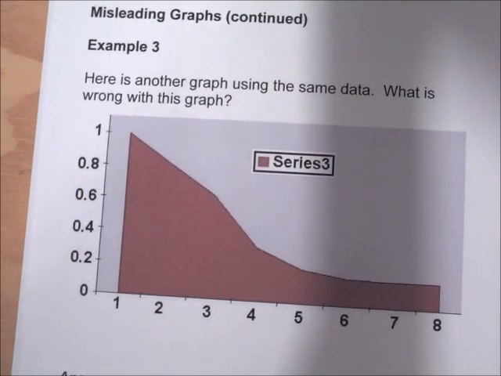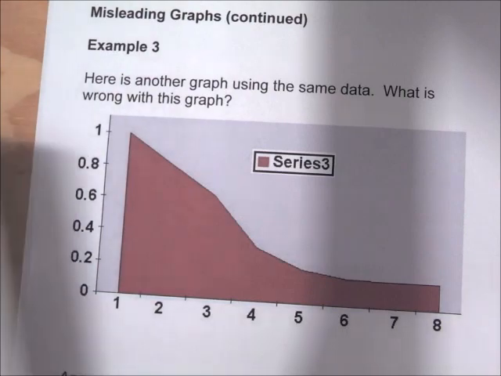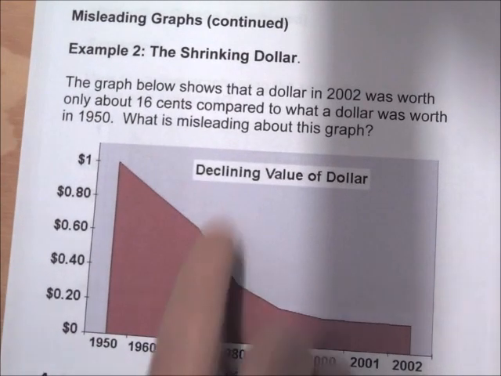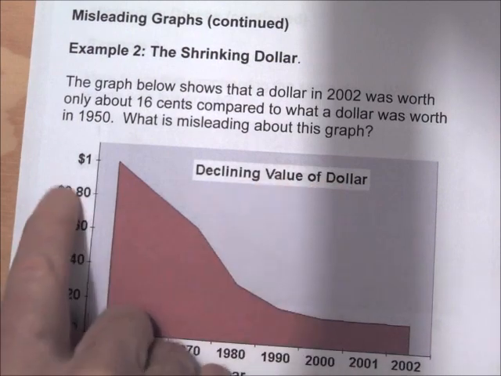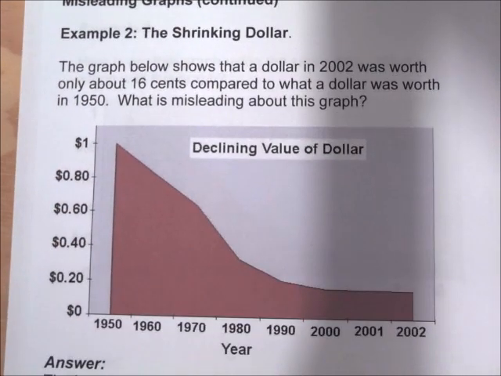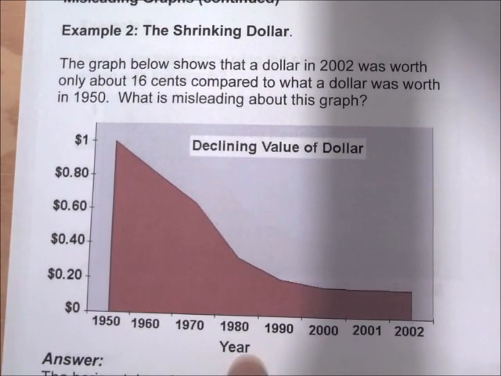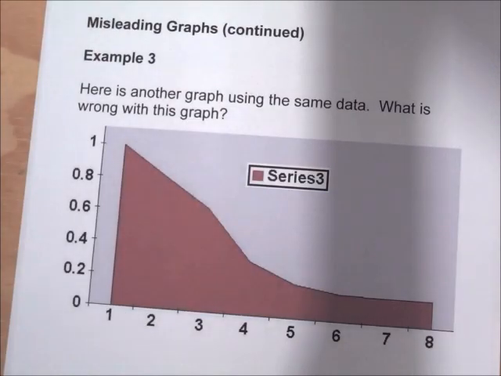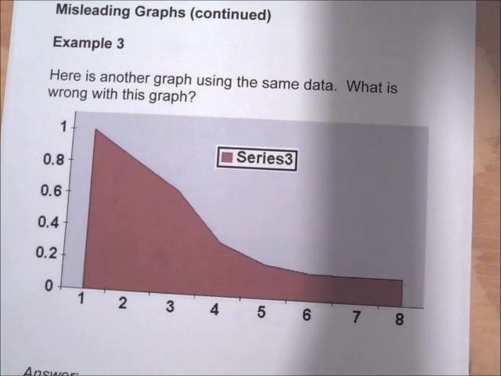Okay, what's wrong with this graph? This is actually the same graph. I made this graph using the Excel spreadsheet, and I had to type in these labels: declining value of the dollar. I put in the dollar signs here. I put the label, the year. If you don't put in labels, Excel supplies its own labels, and maybe they have meaning, maybe they don't.